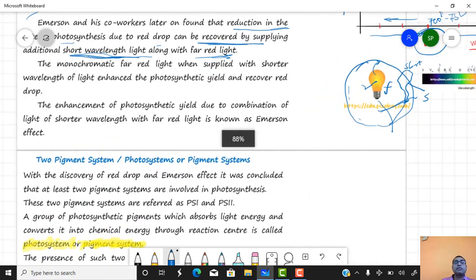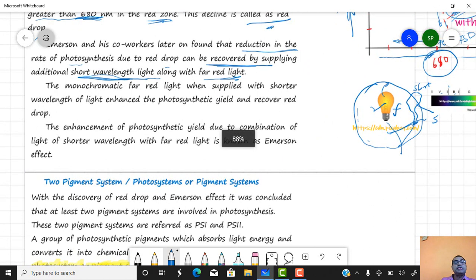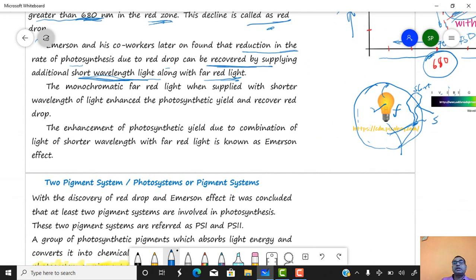So Emerson and his co-worker found that the reduction in the rate of photosynthesis due to red drop can be recovered by supplying additional short wavelength light with the far red light. The monochromatic far red light, when supplied with the shorter wavelength of light, enhances the photosynthetic yield and recovers the red drop. This enhancement of photosynthetic yield due to the combination of light of shorter wavelength plus far red light is known as the Emerson effect.